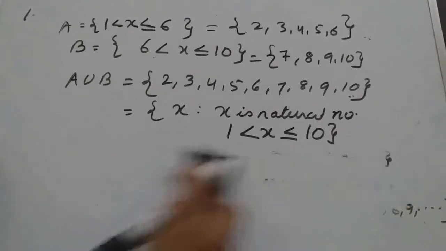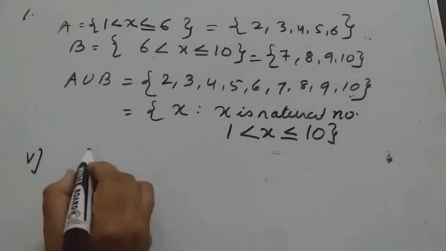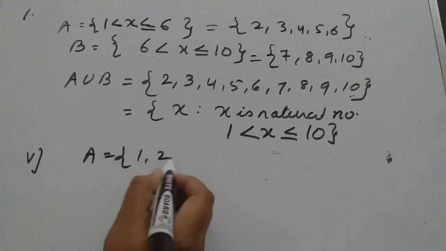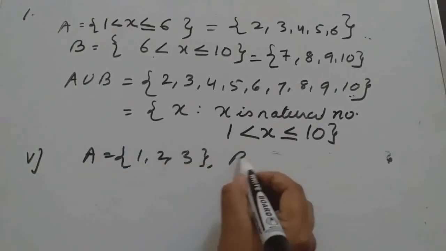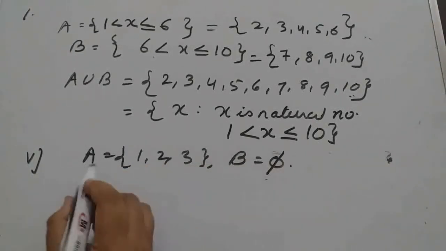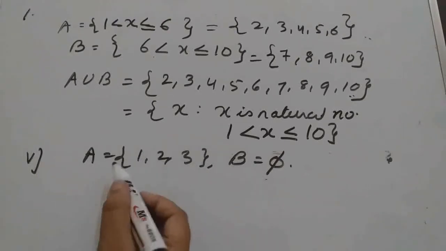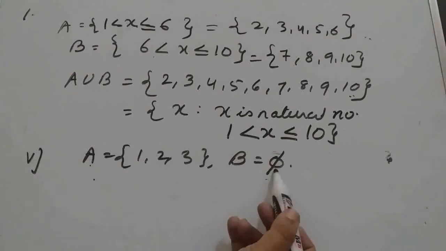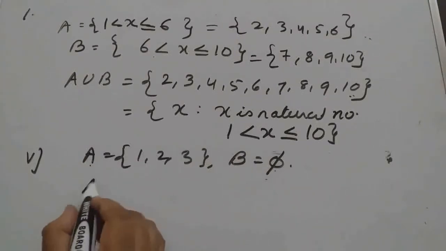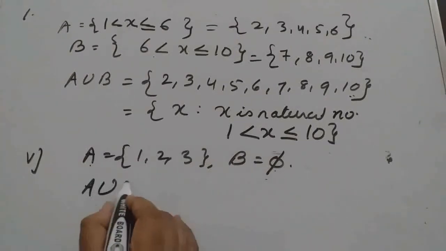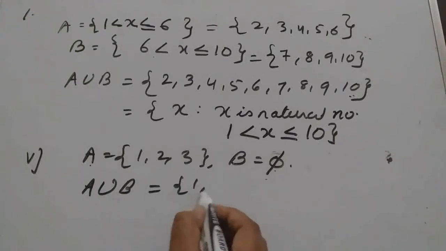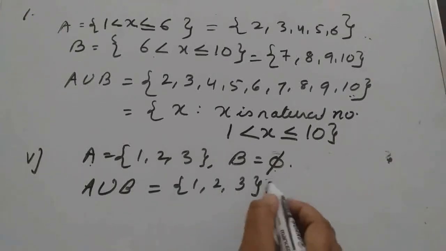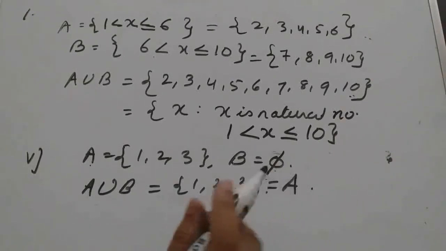Then the fifth one: A is given as 1, 2 and 3 and B is given as the empty set. So we know by the identity law also, A union empty set will give the A set only. So we will write here A union B will be the A set, that is 1, 2, 3, which is equal to A.